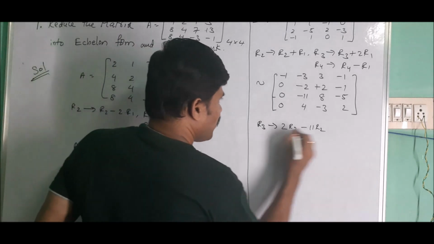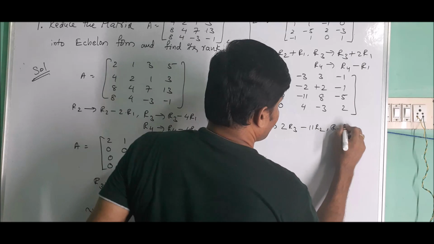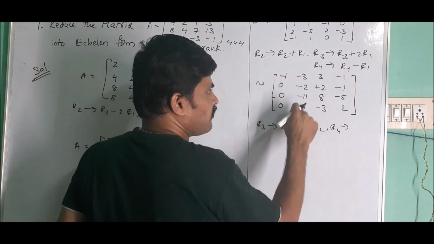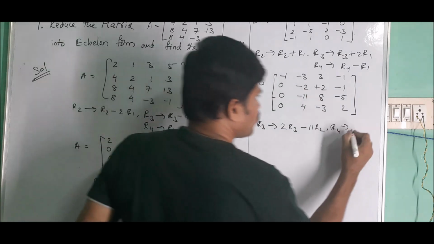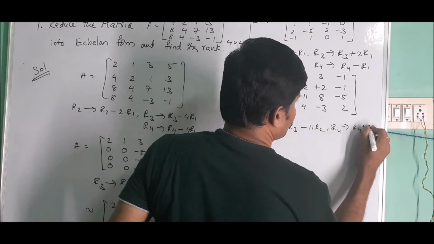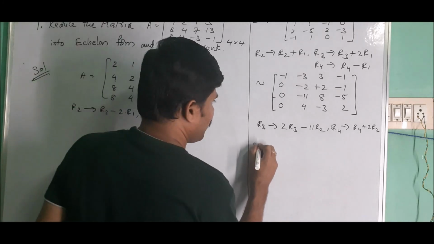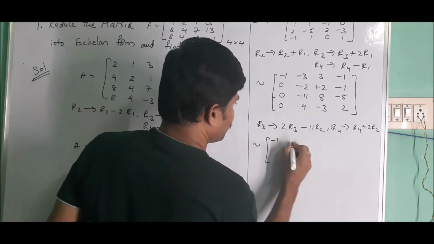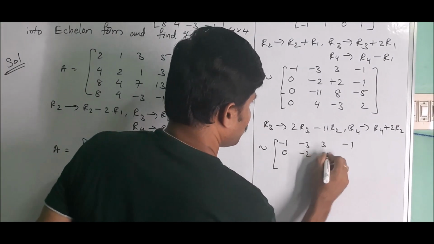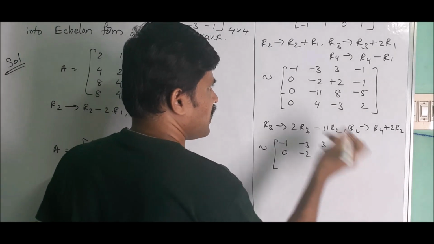Similarly, using another transformation, R4 changes. This is 4. Multiply by 2 and add the second and fourth rows, this will be 0. So R4 changes to R4 plus 2R2. This is the second transformation. Now the first two rows do not change: minus 1, minus 3, 3, minus 1, and 0, minus 2, 2, minus 1.